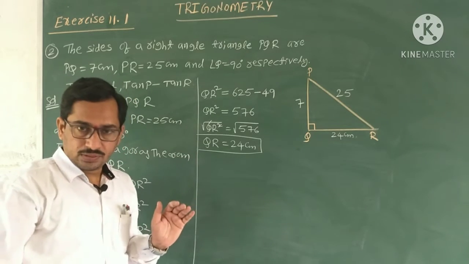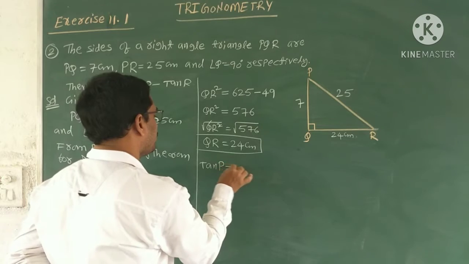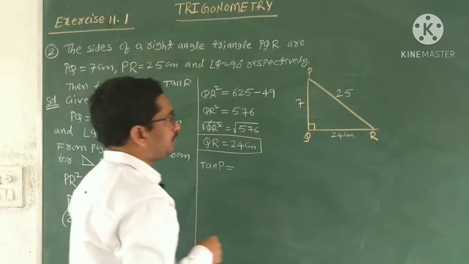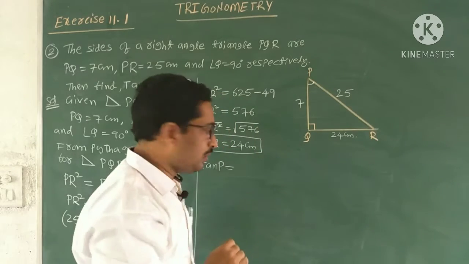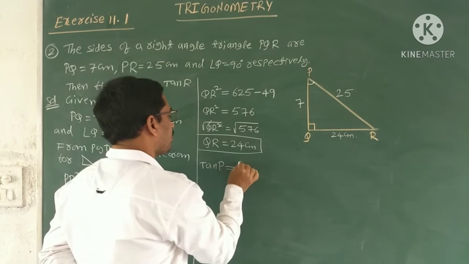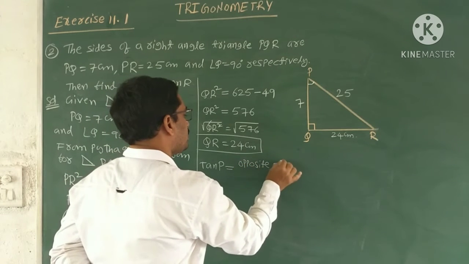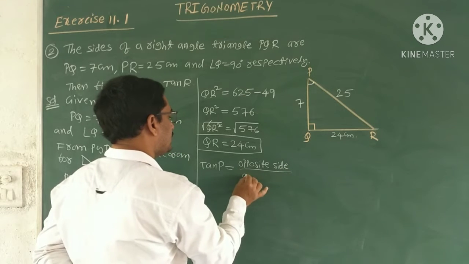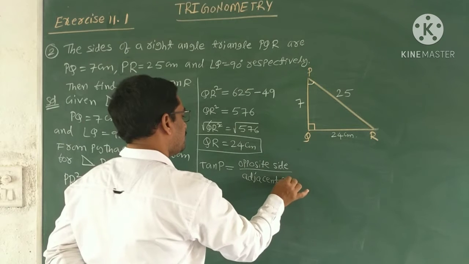Now find out. The first one is tan P. So what is the value of tan P? Tan P with reference of angle P. This is here the angle at P. So tan A formula, in general tan theta or tan A formula, opposite side by adjacent side. Opposite side by adjacent side.